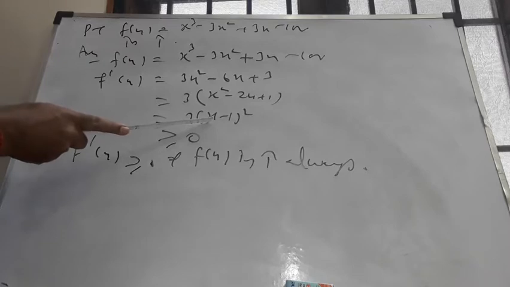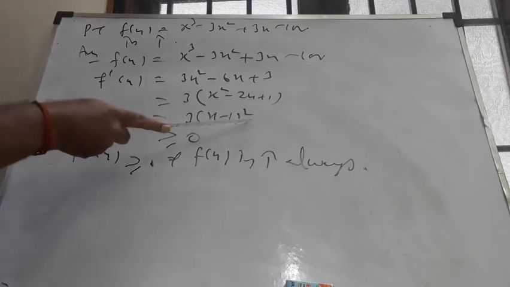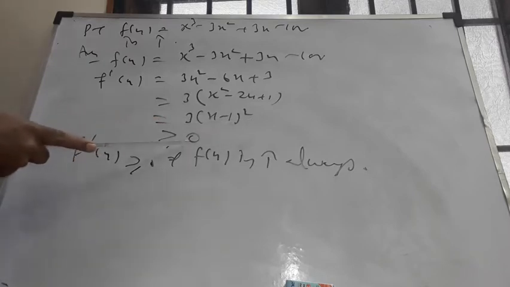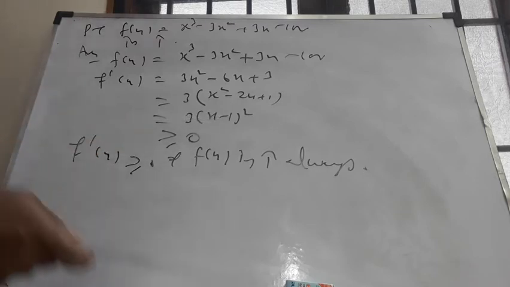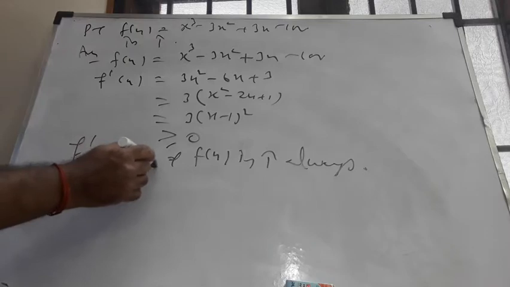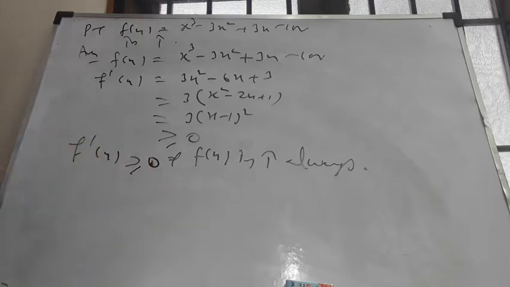For x equal to 1, it is 0. For every other value, it is positive. Any perfect square is always positive or 0. I conclude greater than or equal to 0 because at 1 it is 0. Now, f dash of x greater than or equal to 0 implies the function is increasing. The function is increasing always.